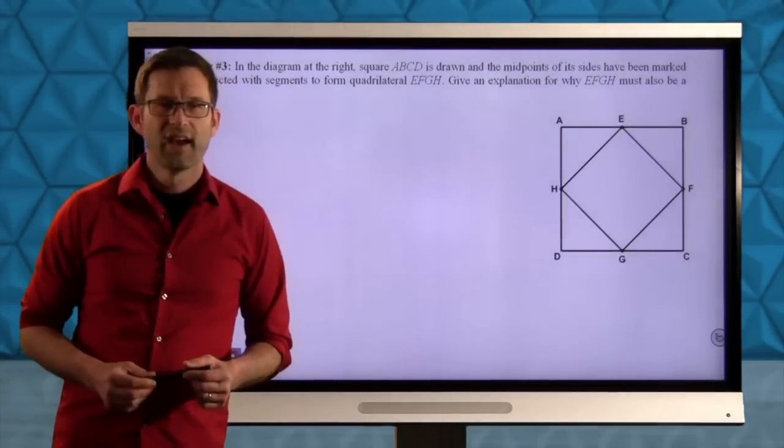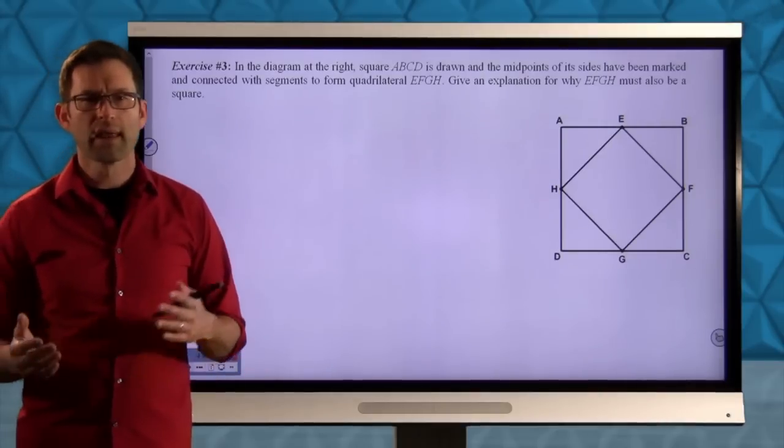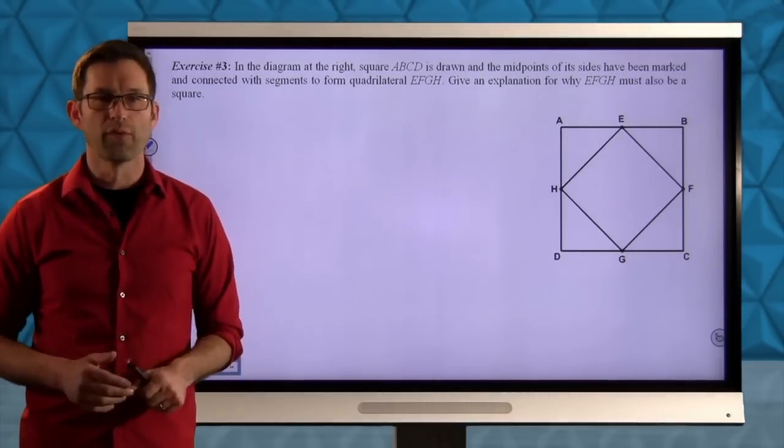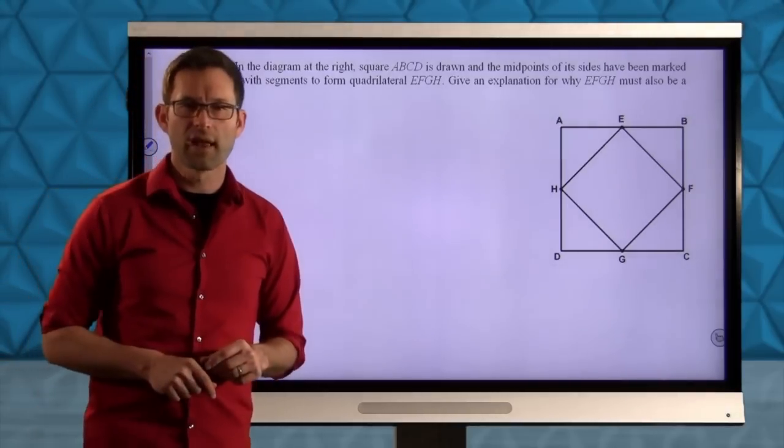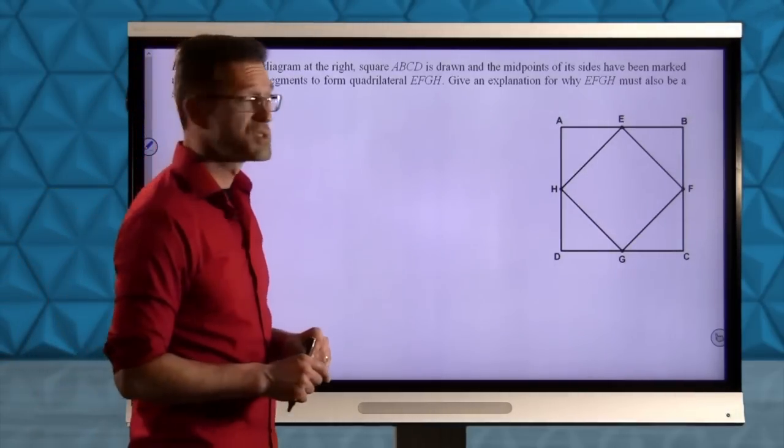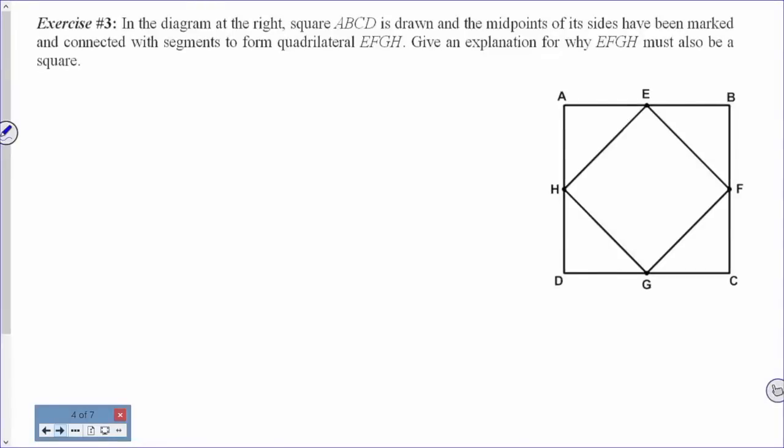All right, exercise number 3. Okay, now we're going to get back a little bit into reasoning and proof land, although I think I'm going to stick with kind of a paragraph proof on this. Let's take a look at a neat problem involving reasoning with squares. Exercise number 3. In the diagram to the right, square ABCD is drawn, and the midpoints of its sides have been marked and connected with segments to form quadrilateral EFGH. Give an explanation for why EFGH must also be a square.